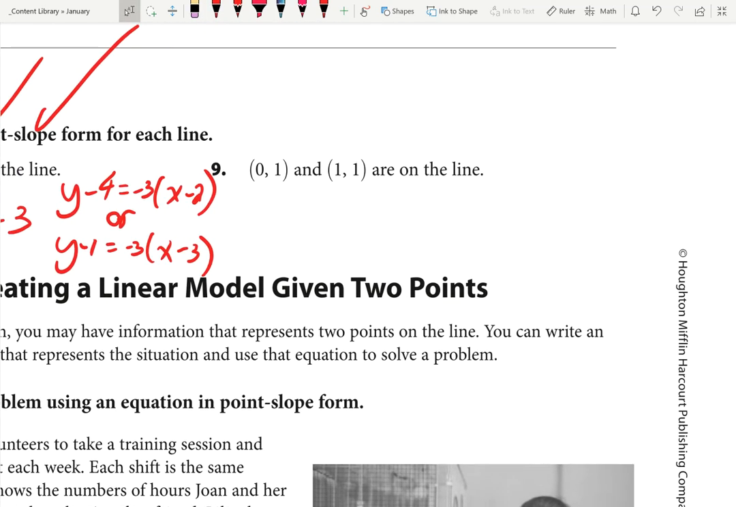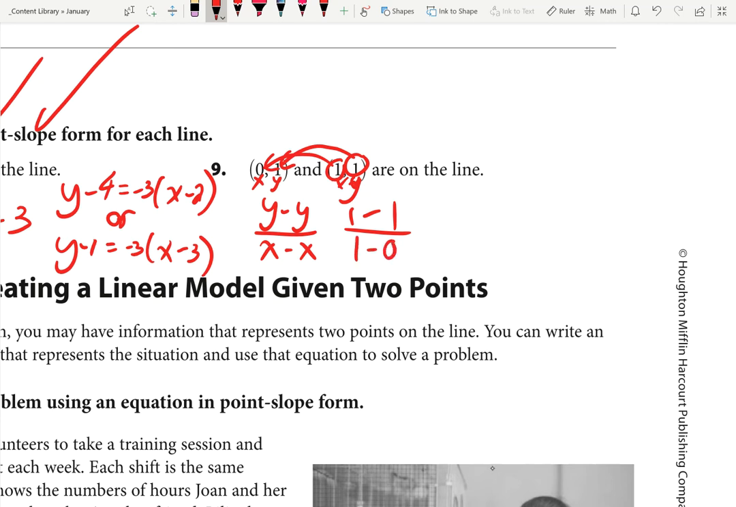So if you want to try this one, again, you can pause the screen, go for it, and then come back to it. All right, so here's our answer. Remember, we need to find the slope. We already have the points. So y minus y over x minus x. I'm going to do 1 minus 1, so I'm doing the second one minus the first one. On the bottom, I'm going to do the second x minus the first x, which is 1 minus 0.